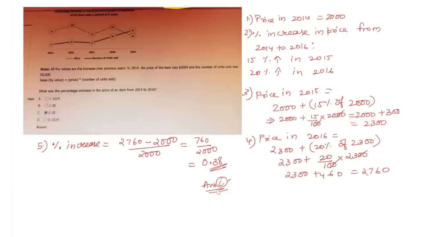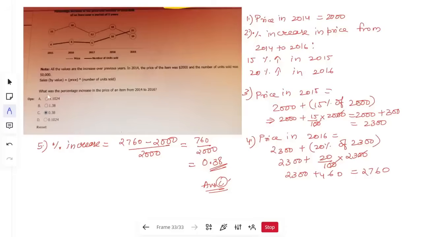Let's look at this question that we have. This is a question based on a graph, guys. You will be given a graph and you are asked some question. Let's see the note first of all. All the values are increased over previous years. In 2014, the price of an item was $2,000 and the number of units sold was 50,000. So sales by value is equal to price into number of units sold.